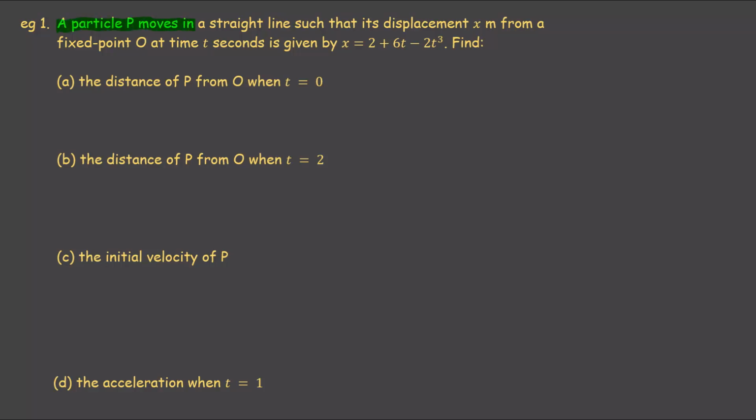A particle P moves in a straight line such that its displacement, x meters, from a fixed point O at time t seconds is given by x equals 2 plus 6t minus 2t cubed. We want to find the distance of P from O when t equals 0. This would also be known as the initial displacement.